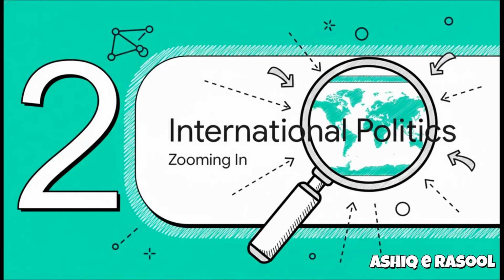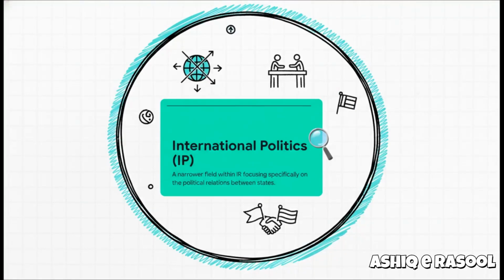Okay, so if international relations is that big, wide-angle shot of the entire landscape, what happens when we zoom in? What happens when we really focus on one specific part of that picture? Well, that's where international politics comes into play. International politics, or IP, is way more focused. It's not a separate thing. It's a specialty within international relations. Its entire job is to zero in on the purely political stuff between countries. How do they compete? How do they work together? It's all about the political game they play on the world stage.